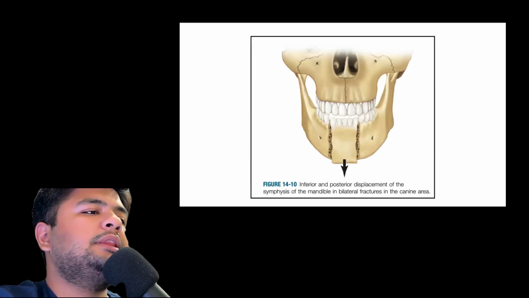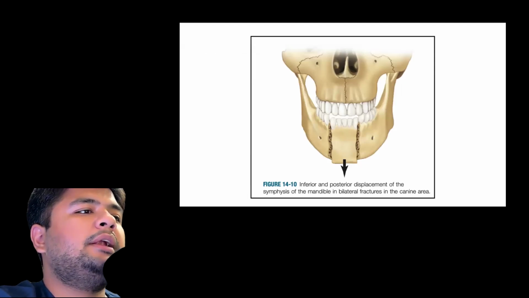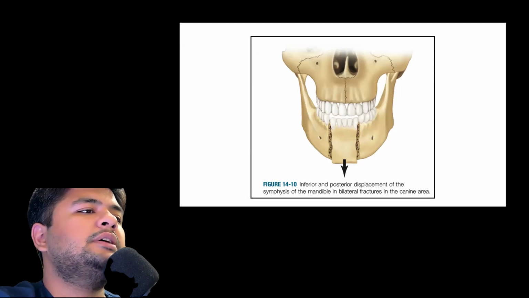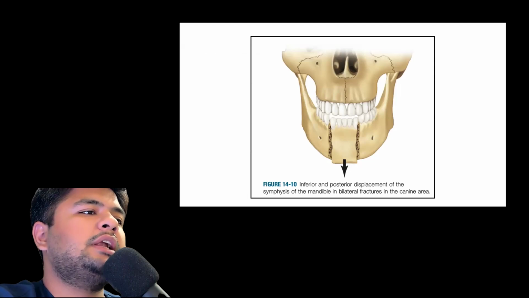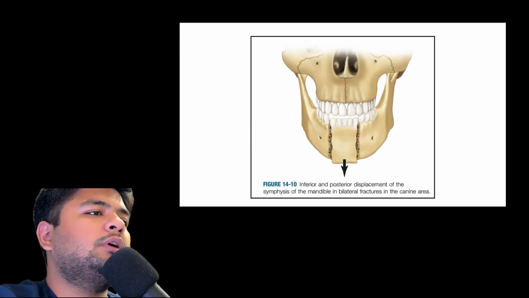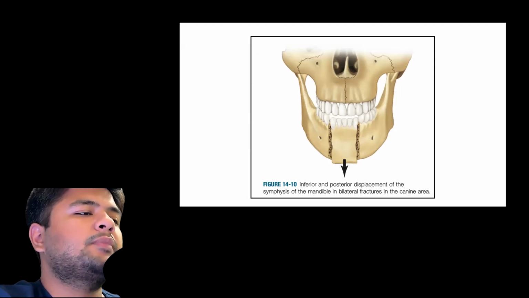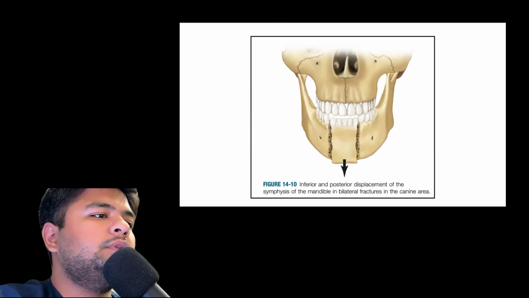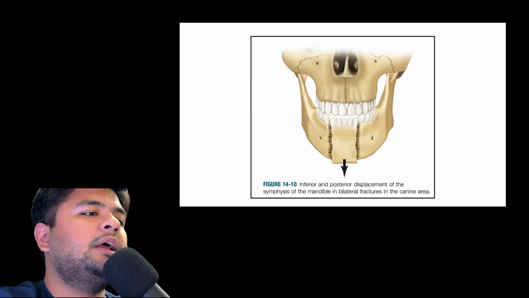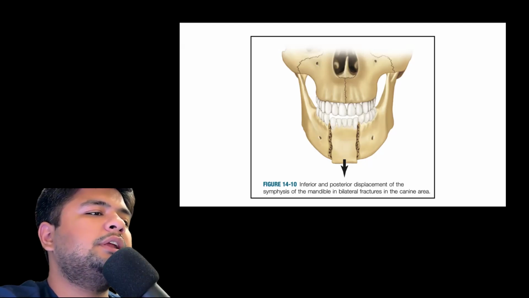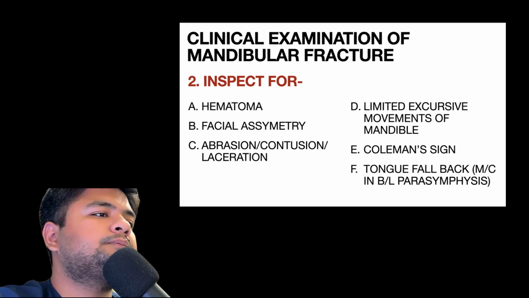So, for example, in this case, we have a bilateral parasymphysis, or simply a symphysis fracture, in which there is a bilateral fracture line distal to the canine on both sides. So, there is an inferior and posterior displacement of the symphysis of the mandible in bilateral fractures in the canine area. This is basically due to the muscle pull.